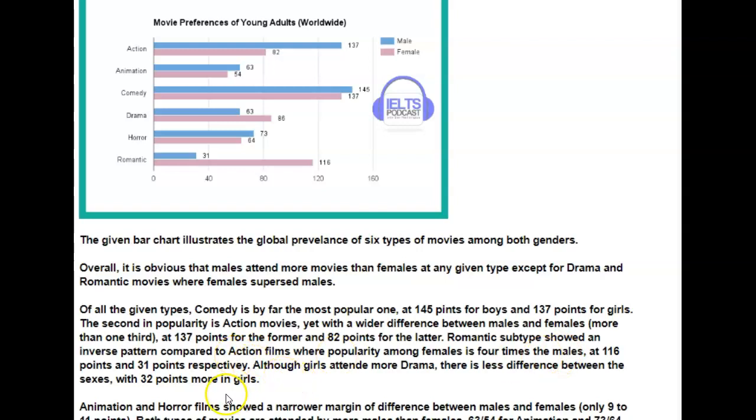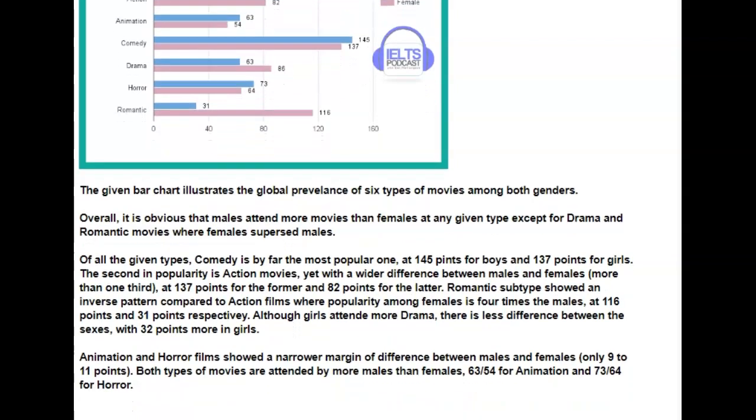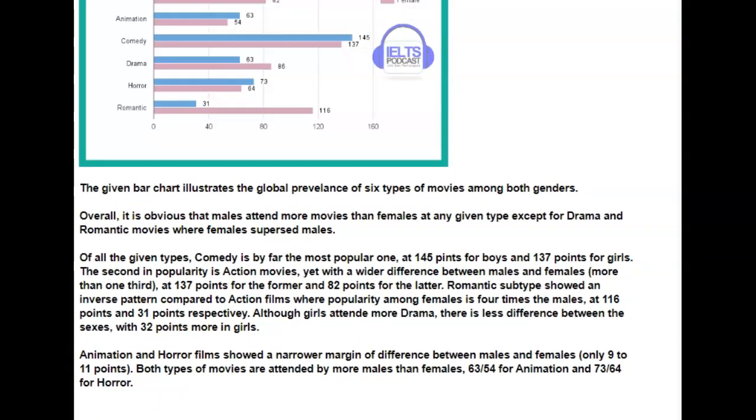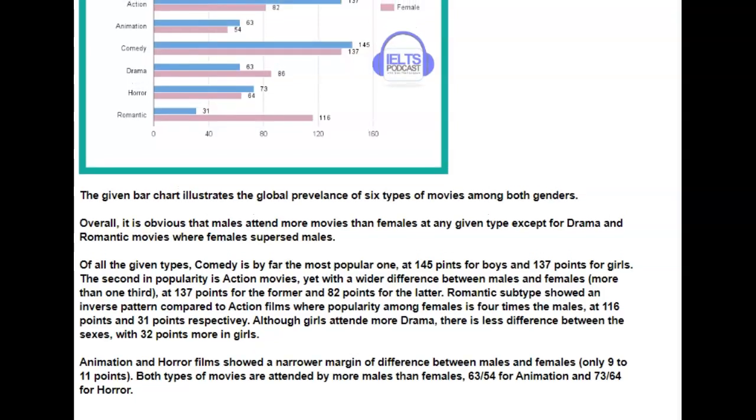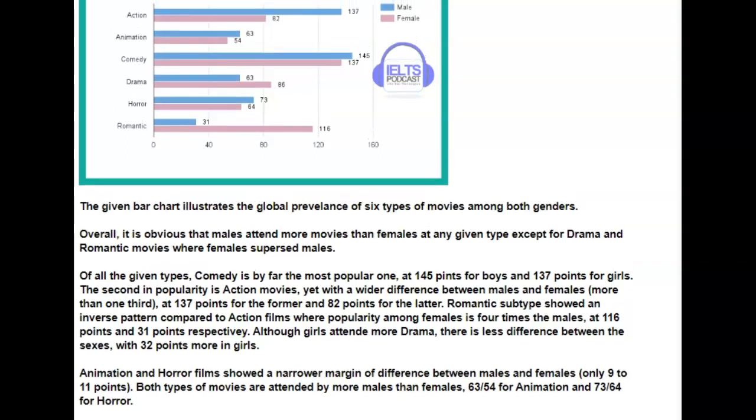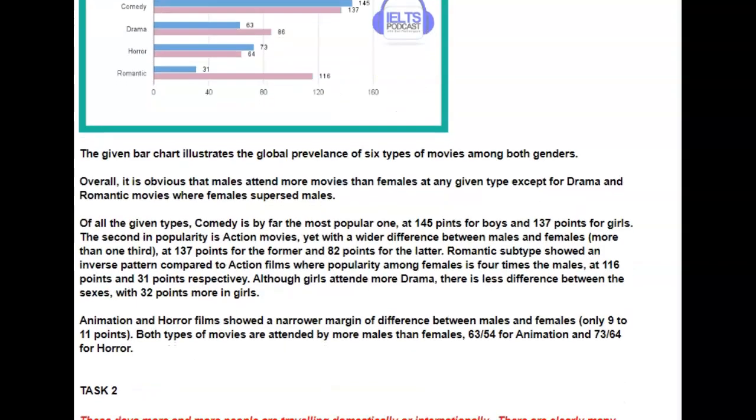All right, so then we already talked about this. So let's move on to your last paragraph. Animation horror movies showed a narrow margin of difference between males and females, only 9 to 11 points. Both types of movies are attended by more males than females. Okay, fine.